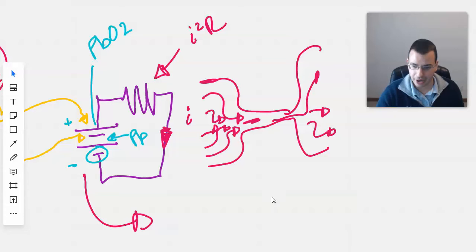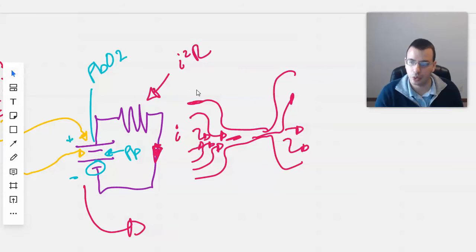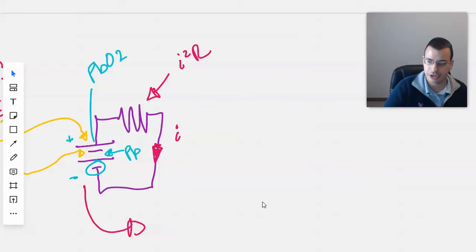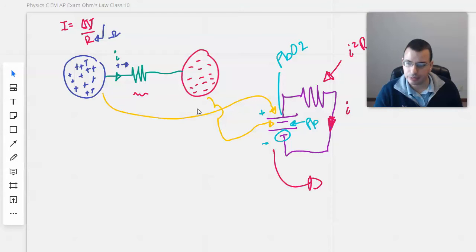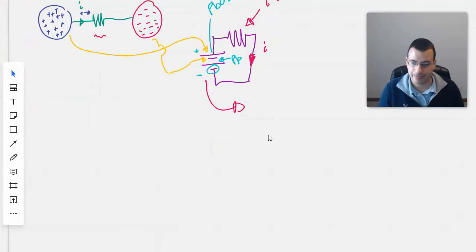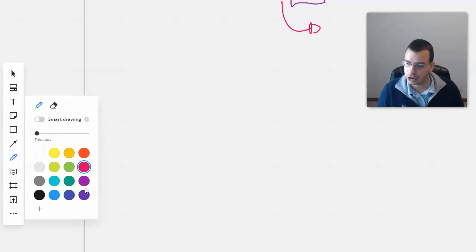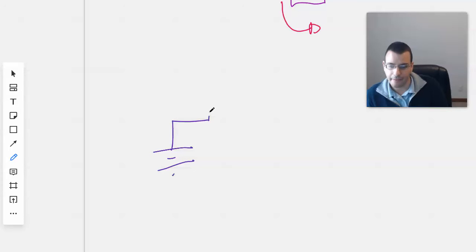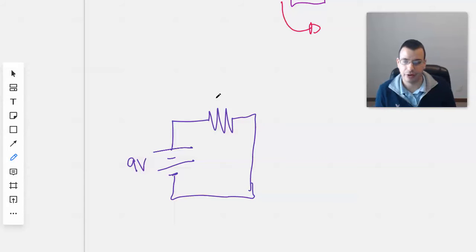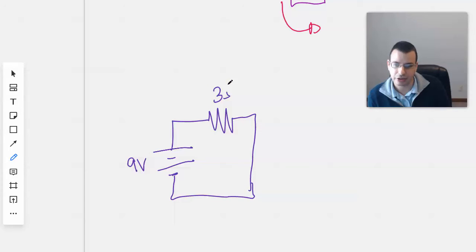So now we've talked about how to use a resistor, we're going to talk about how to combine resistors. So when we draw a lot of diagrams, we could draw something kind of like this. So we got a battery. I'm going to call this 9 volt, just for something to have. And we could say this is 3 ohm.